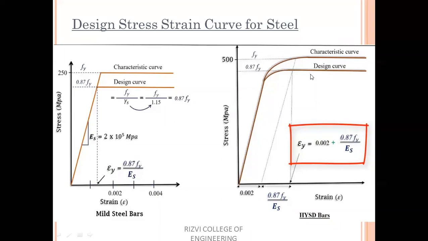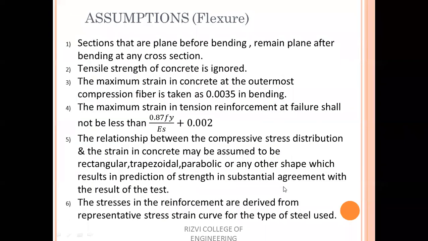And now from the design curve we are taking, remember, the design curve is obtained by multiplying by 0.87. And now from this point if you take this, this is the strain we are talking about in the assumption. So what will this value be? This is nothing but strain. Stress upon strain is nothing but modulus of elasticity, so strain is stress upon modulus of elasticity. So this is stress, this is upon Es. I hope this is clear to everyone. So that is the assumption we are talking about.